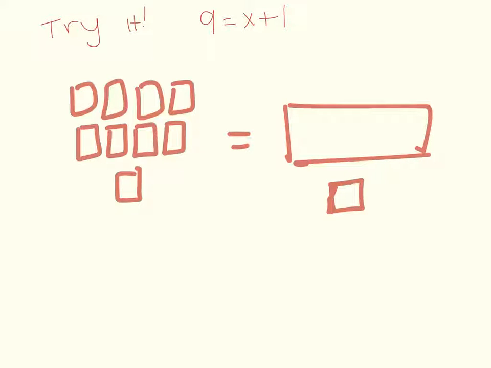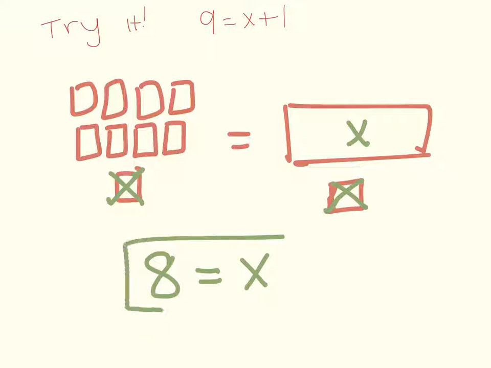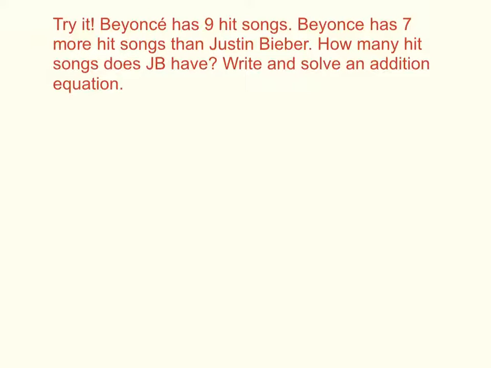All I have to do here on this one is subtract 1 block from the right side and 1 block from the left side. 9 subtract 1 leaves me with 8 blocks and 1 x variable on the other side. x equals 8.